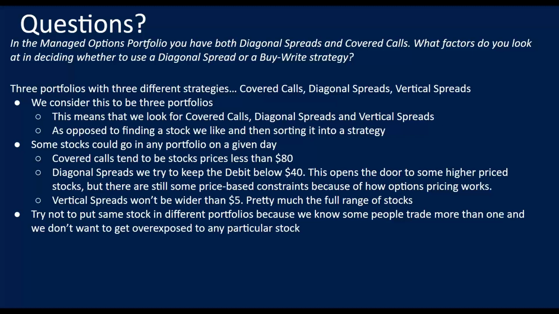The other thing I will say here is we do try not to put the same stock in different portfolios, because we do know people trade more than we want, and we don't want overexposure in any particular risk. So yeah, that's how our process works. I don't think this actually answers Jeff's question, which is, if I like a stock, how do I decide whether it should be a diagonal spread or a covered call?